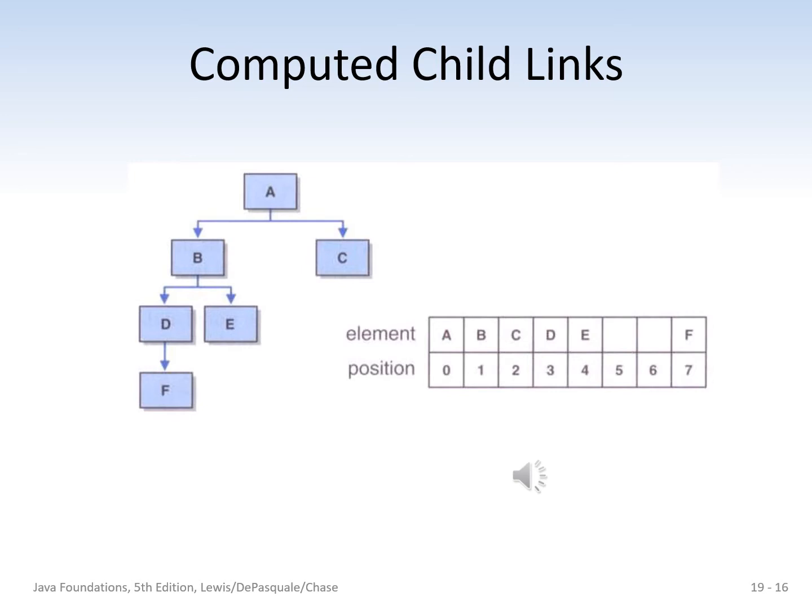So now let's look at B and its 2 children, D and E. The left child of B, which is stored at 1, is going to be 2 times 1 plus 1, so it's going to be 3. So D is already at 3. The right child is 2 times n plus 2, which is going to be 4, and there's E at 4.